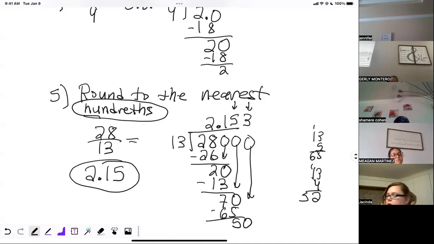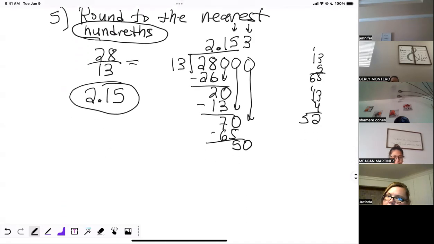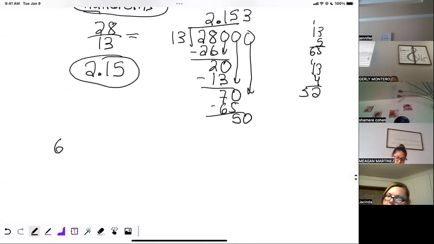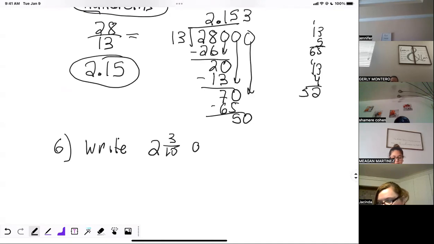Okay, now we're going to take our fractions and go to decimals. Well, don't do fractions. Not going backwards. Fractions to decimals. I'm doing compound fractions to decimals. I got to do that first. All right, so let's look and see if it's a compound fraction. How do you do a compound fraction? So write 2 3/10 as a decimal.